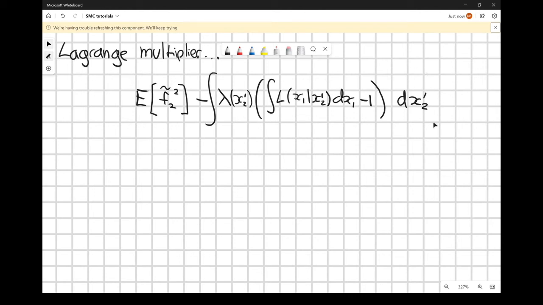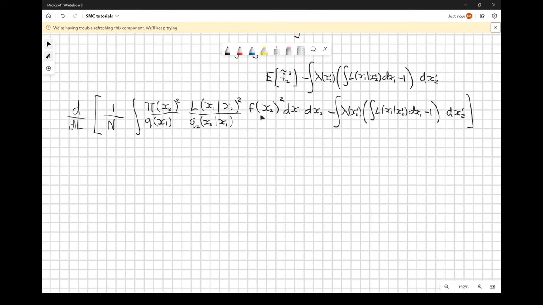We need to find the functional derivative of this expression with respect to the L-kernel, set it equal to 0, and then we should get an expression for what the optimal L-kernel needs to be. Okay, so now I've just substituted in our value for the expected f2 squared from earlier. So that is all of this stuff. And now we're going to take the functional derivative of this whole expression in the square brackets, which is now very long, with respect to the L-kernel. And actually it's relatively simple, although it looks long and complicated.